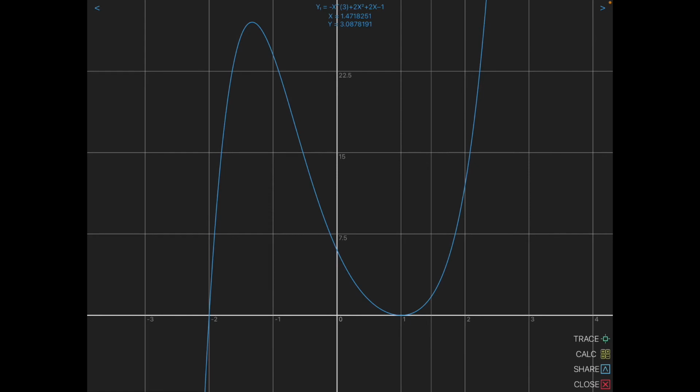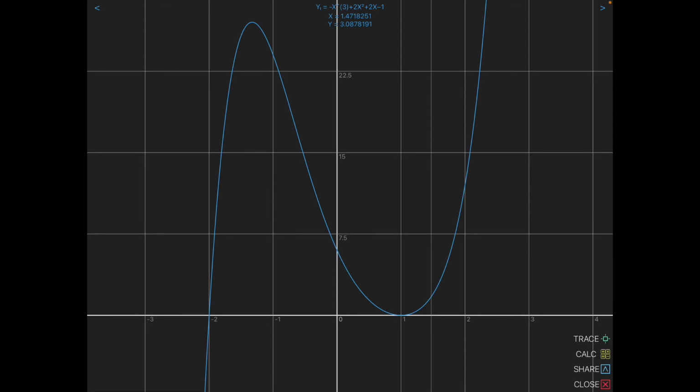Just like the last time, I got a couple zeros. So negative 2 is definitely a 0 because it goes through the axis at negative 2. And then 1 has that multiplicity because it touches and then goes right back up. So it never crosses, it just touches.